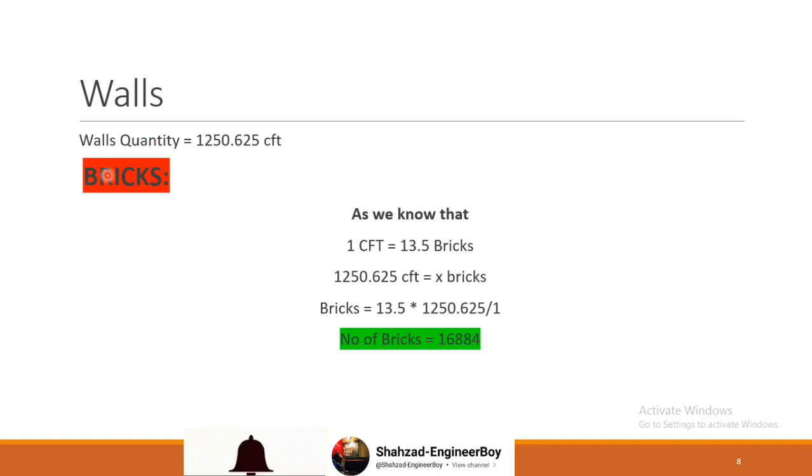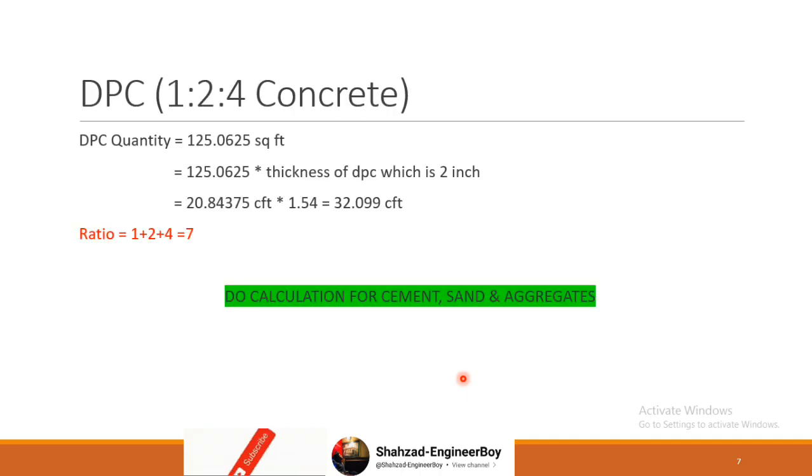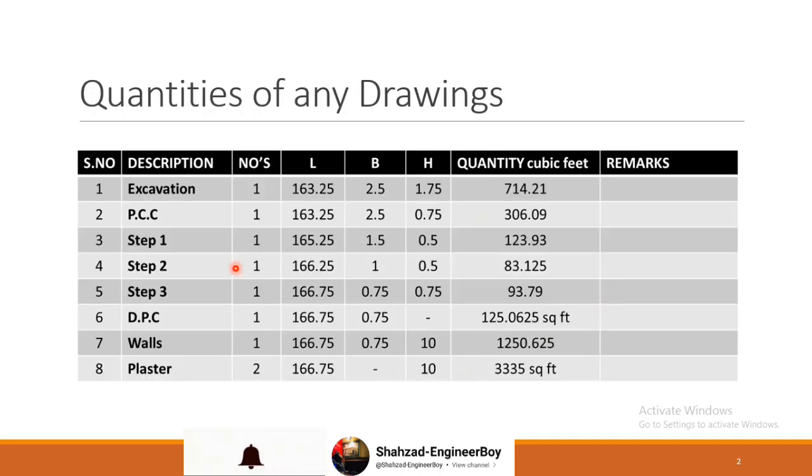Same old, the walls quantity is given. How to find out the number of bricks from this quantity? You know that it is 13.5 bricks per unit. Just multiply by 13.5 and you get the number of bricks, that is 16,884 bricks for the walls given in the specific diagram for which we have this quantification.